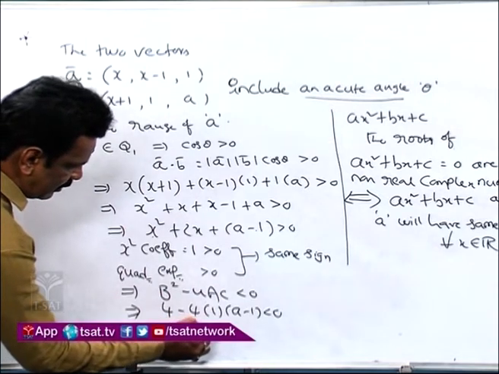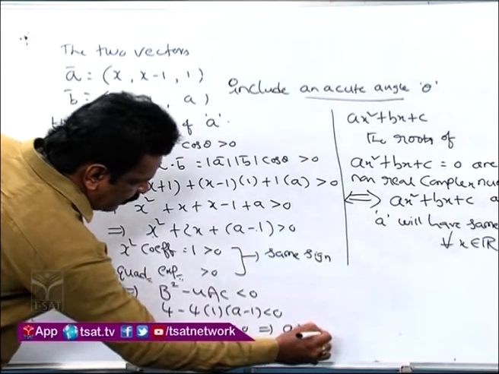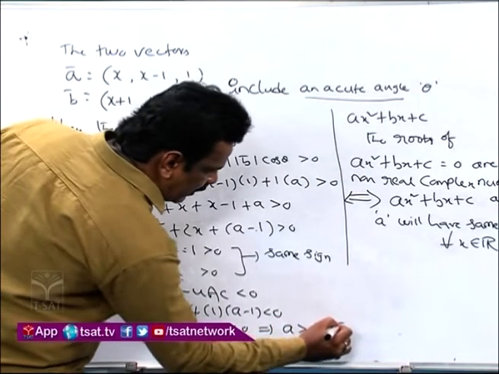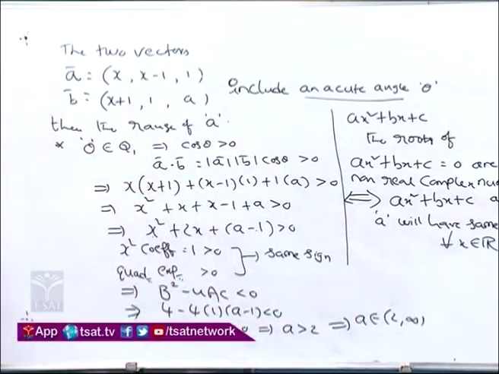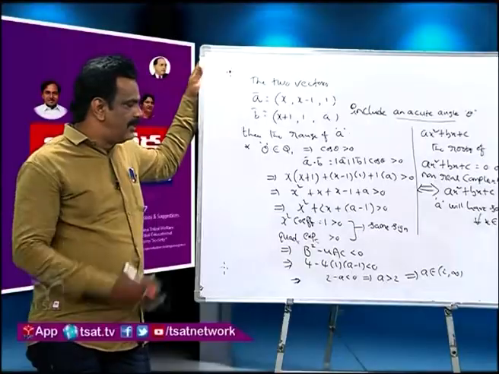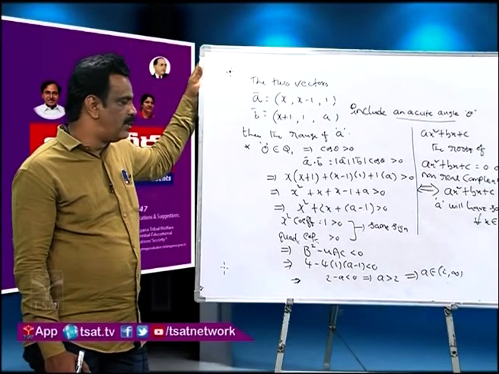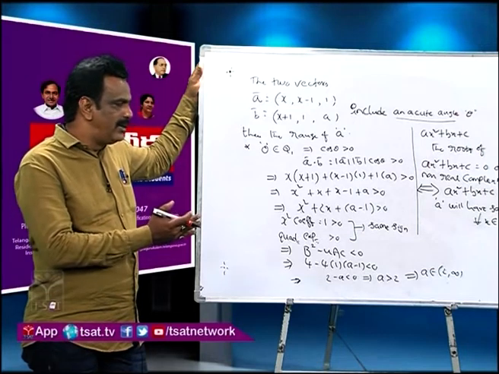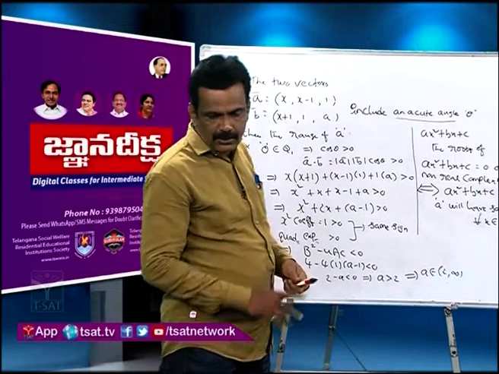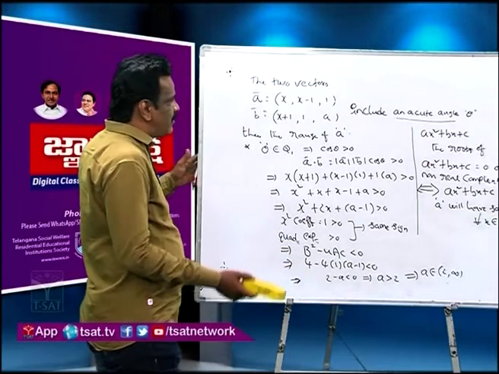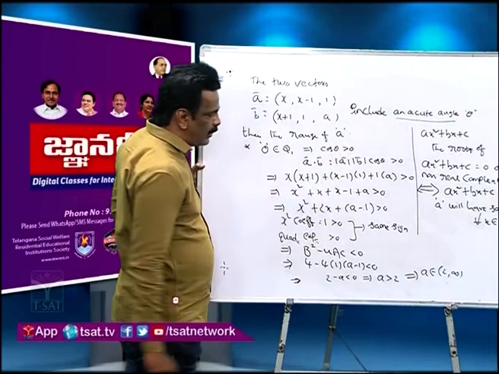4 cancel, 2 minus a negative, or we can say a greater than 2. A greater than 2 means we can write here a belongs to (2, infinity), and hence we can say the range of a means a can take values after 2, any real number. So there is no maximum value of a at all, but a cannot be less than 2, and a cannot be equal to 2 also. So here what we have discussed is a dot b is positive whenever they include an acute angle.